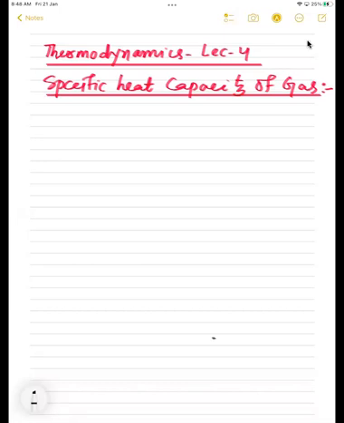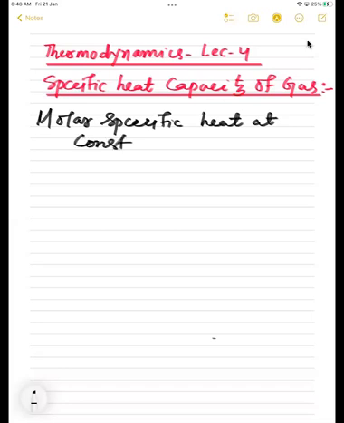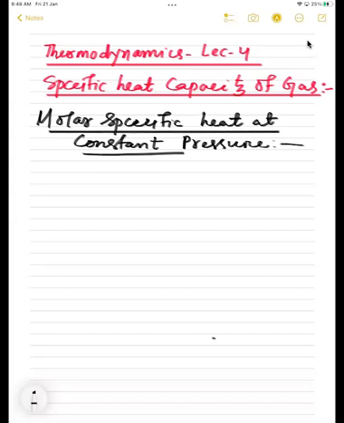The amount of heat required to raise the temperature of 1 gram of substance through 1 degree centigrade is not fixed. Why? Because we have two other parameters, pressure and volume. So on that basis, we have classified molar specific heat at constant pressure. Give heading: molar specific heat at constant pressure, right, students?